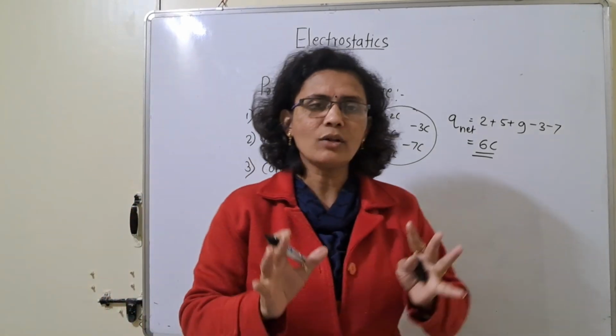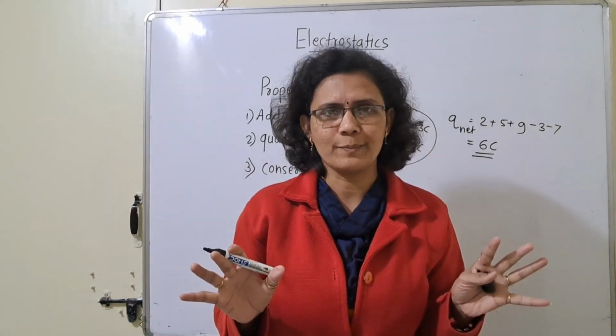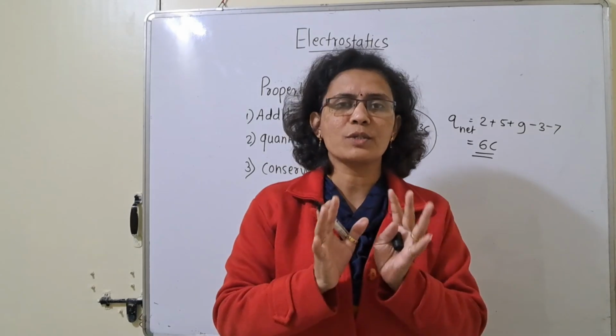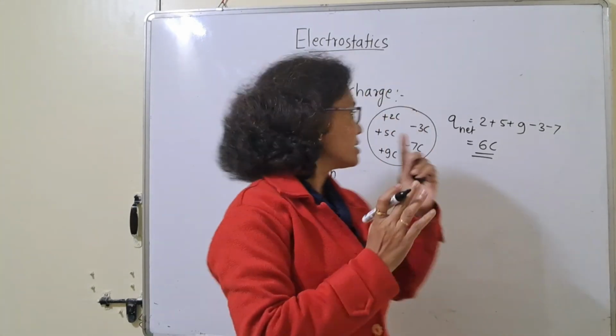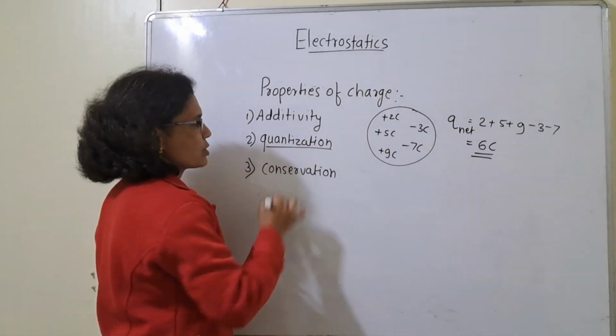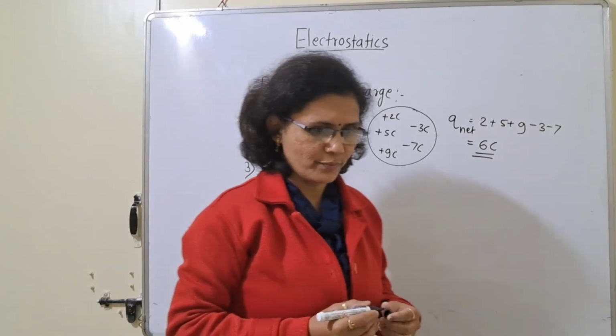We can add all the charges algebraically, so we can get the total charge present on that body. Second property, it is quantization. What is meant by quantization?